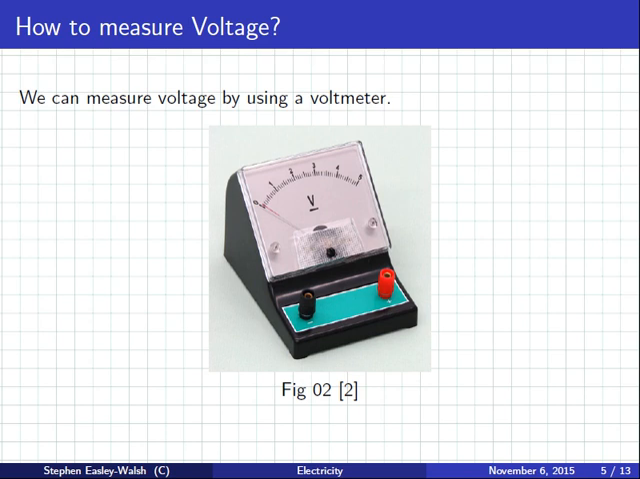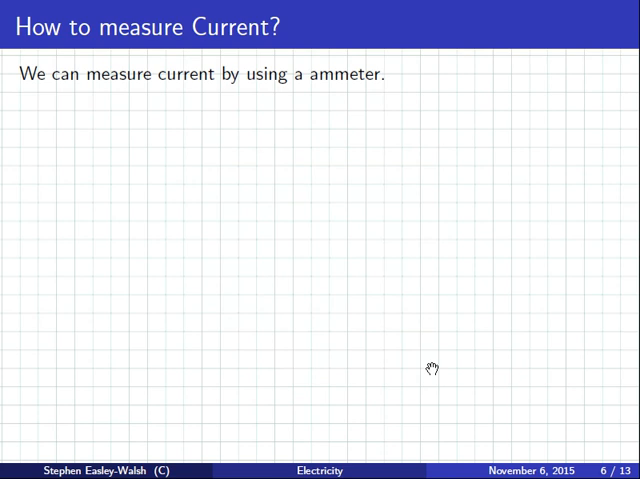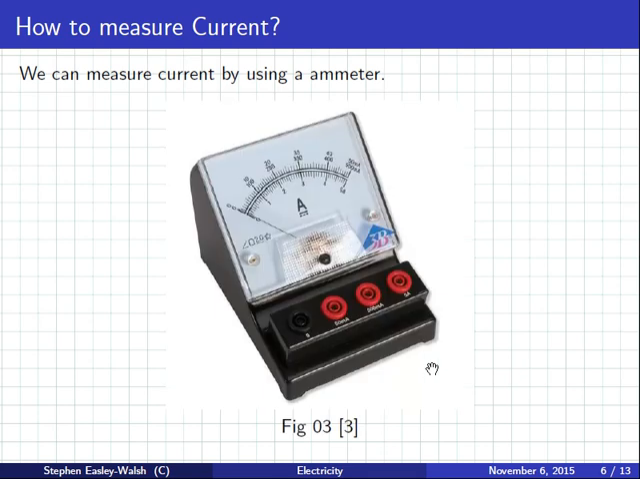Okay. So, what do we measure current with? We measure current by using an ammeter. That's what that looks like.